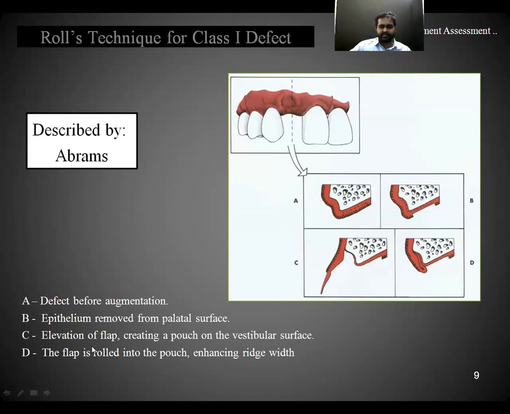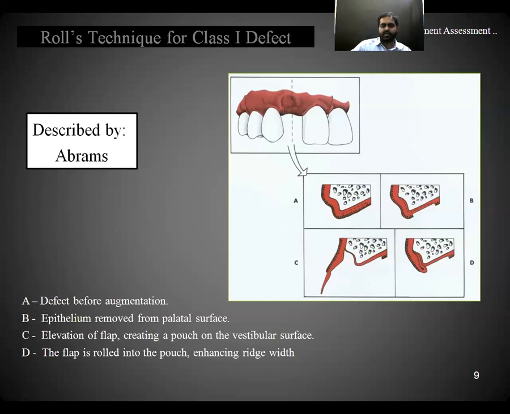So basically in class 1 defects, we can see the defect here. Okay, in the first diagram, you can see the defect. When height is normal, we have just the defect in the labiolingual position. That can be corrected by the roll technique, which is described by Abrams. So basically what we do, we incise it in such a way that we cover all that area with soft tissue. We'll roll it down and suture it. So all the defect areas will be covered in such a way that we'll have the enhanced width of your ridge.